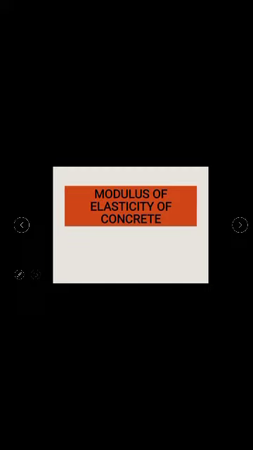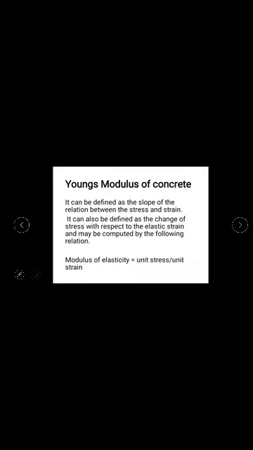Now, at the beginning of the lecture, we will see the definition of modulus of elasticity. Young's modulus is generally the ratio of stress and strain at a particular point, or it can be defined as the slope of the stress strain curve of a particular material. Sometimes it is also defined as the change of stress with respect to the elastic strain. So it is determined by taking the ratio of stress and strain.